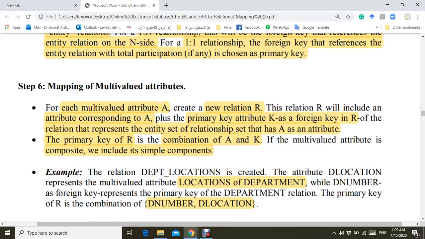For example, department locations is a multi-valued attribute, the locations of the department. So we make this a relation, for example Dept_Location, and we put the D number of the department as a foreign key, which is the primary key of the department, and the location that exists for it, for example.